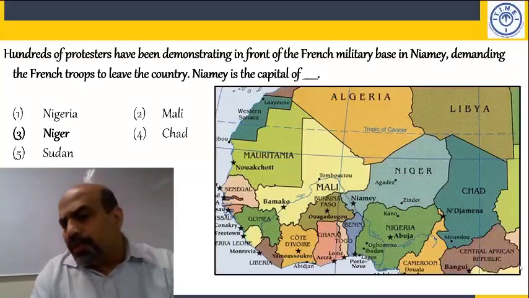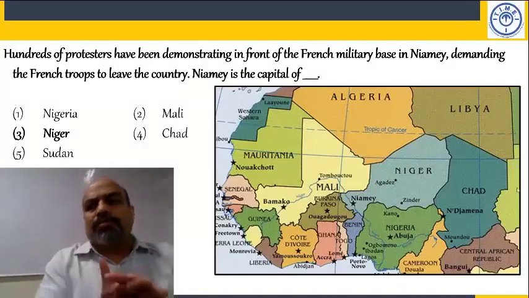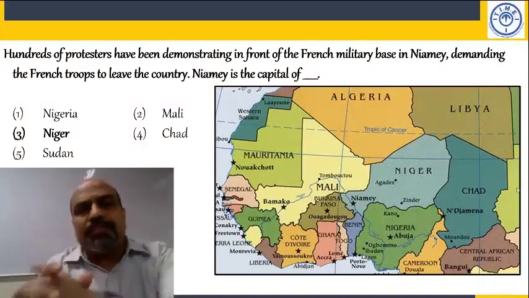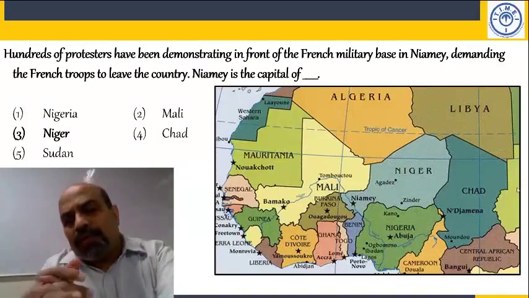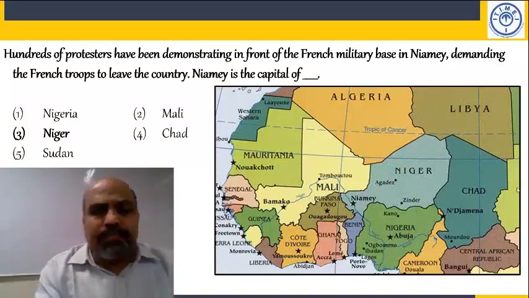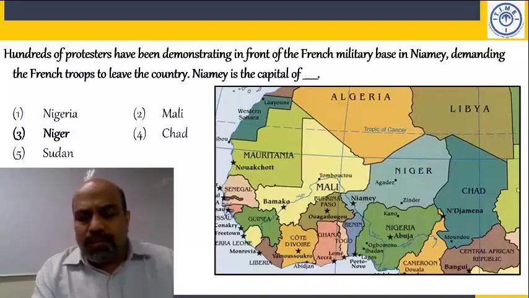Next, Sudan. It's not here in the map. Sudan has an interim system. Okay, let's not get into the interim system. Basically, full scale military rule is important.